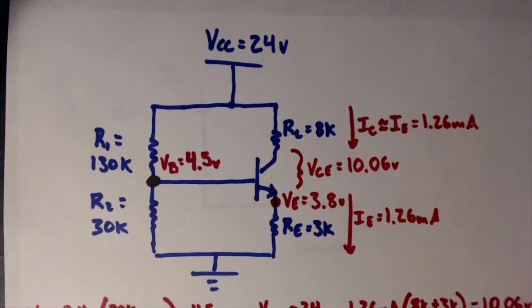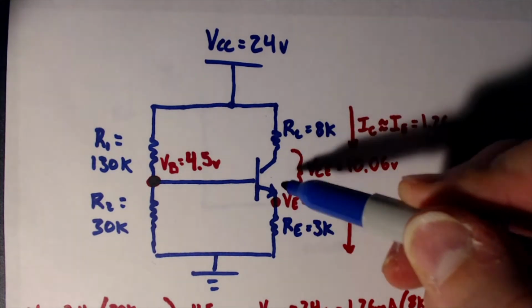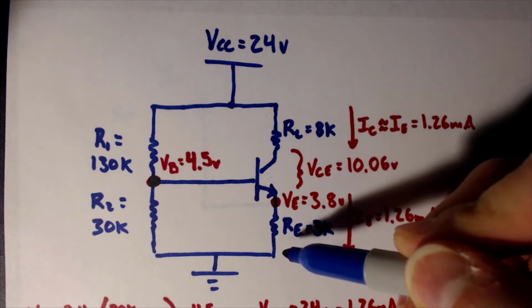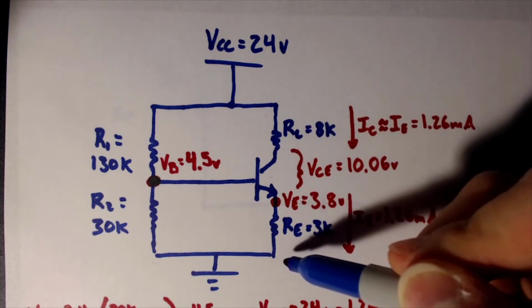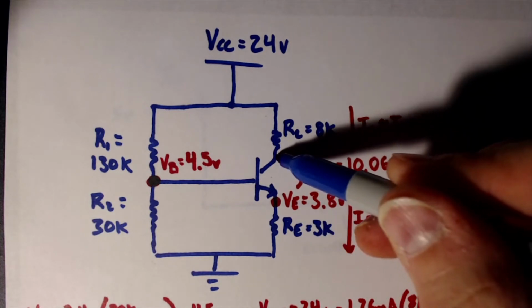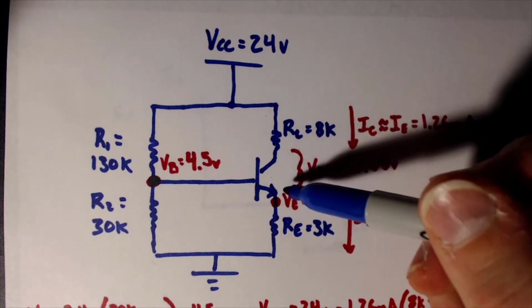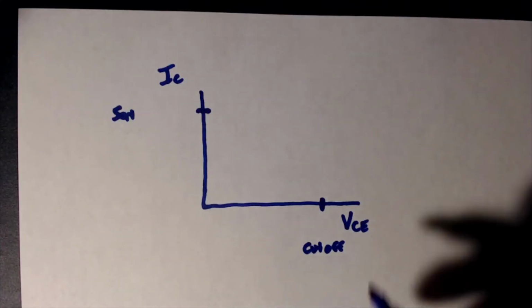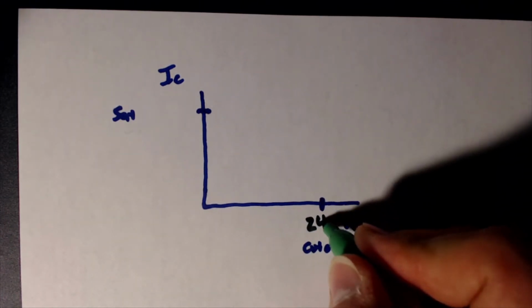So if we go back to the original problem here, for cutoff, if you imagine this is an open circuit here, so we have no current flowing through it. If we have no current flowing through it, we have no voltage drop across RC, and similarly, no voltage drop across RE. So that means between the collector and the emitter, we have 24 volts, right? Because this is behaving like it's open. Okay, so cutoff occurs here at 24 volts.